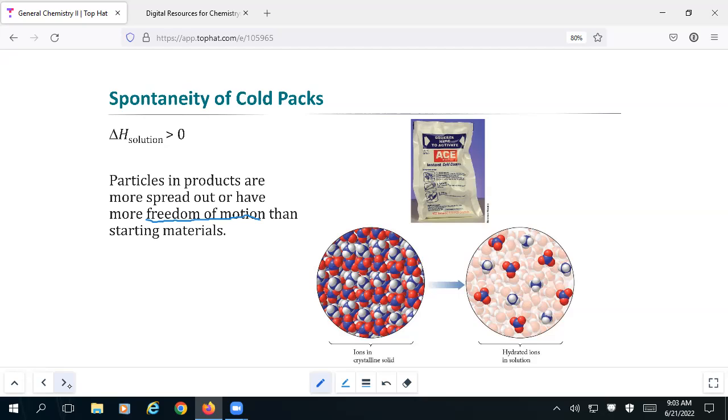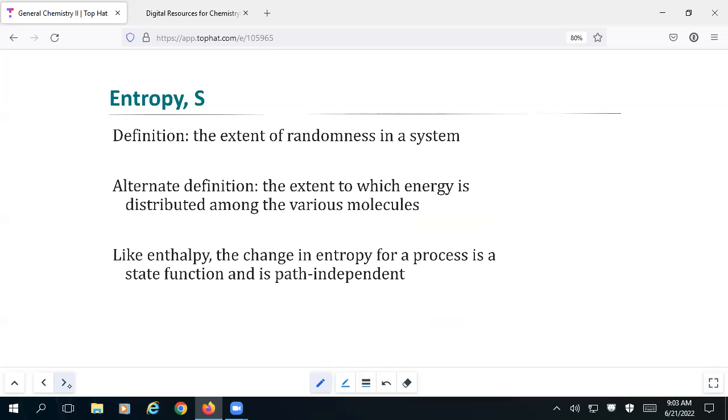So maybe this has something to do with spontaneity. This is something we haven't talked about before, but maybe there is something to this idea of freedom of motion, or spreading out the molecules. And it happens to be something called entropy. Entropy is another piece of the puzzle that we didn't have before. When it comes to building this overall picture of spontaneity, we cannot accurately portray spontaneity without discussing entropy in some way.